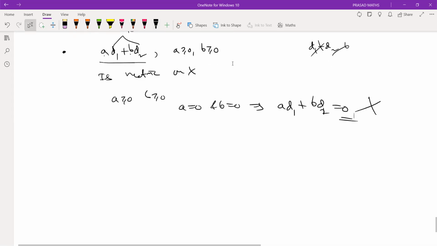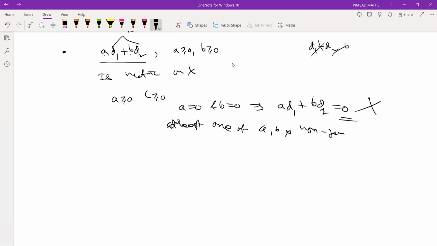Yes or no? Sir, only for a greater than 0, b greater than 0 it is true. Yeah, that means at least one of them is non-zero. If at least one of a, b is non-zero, then automatically a into d1 plus b into d2 is always a metric.